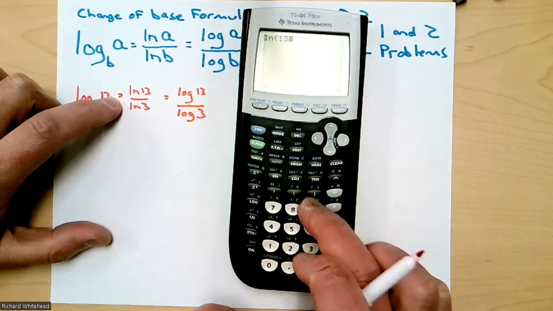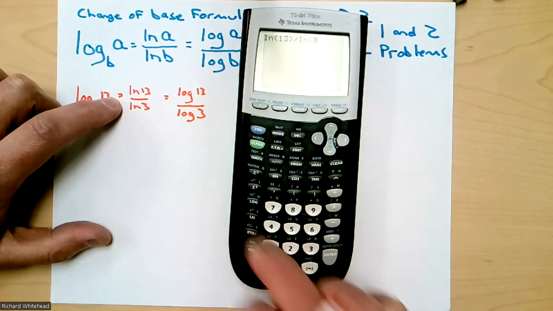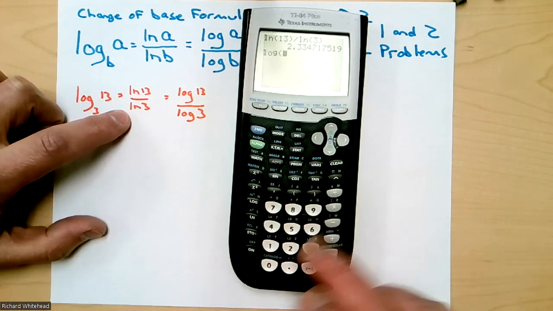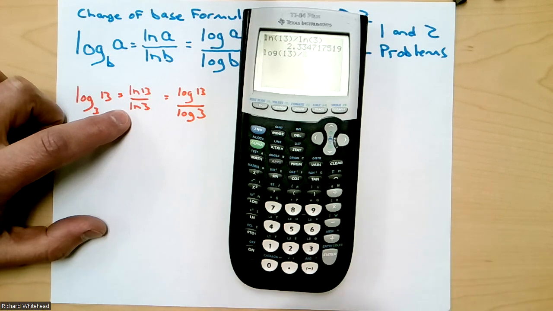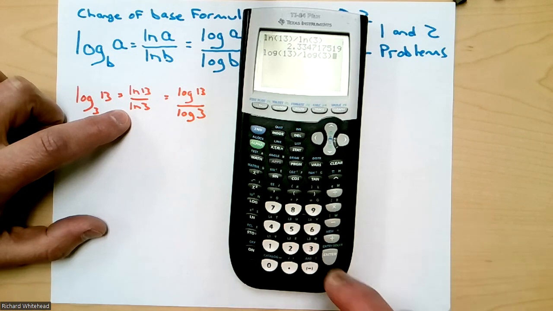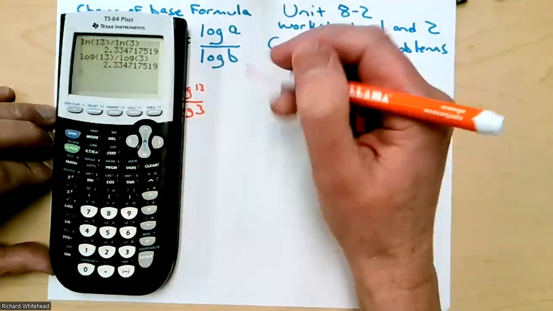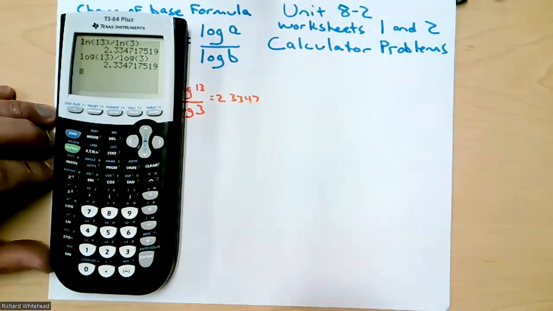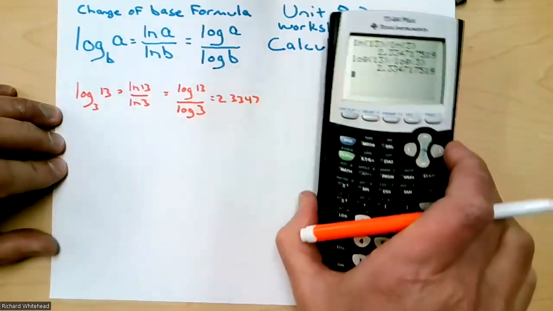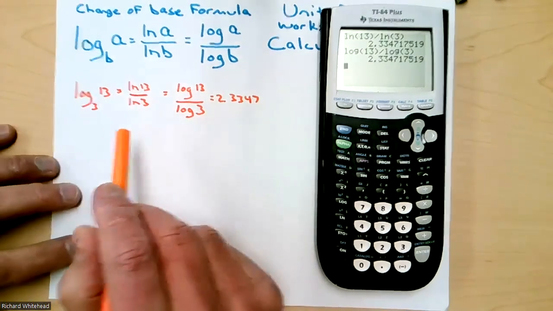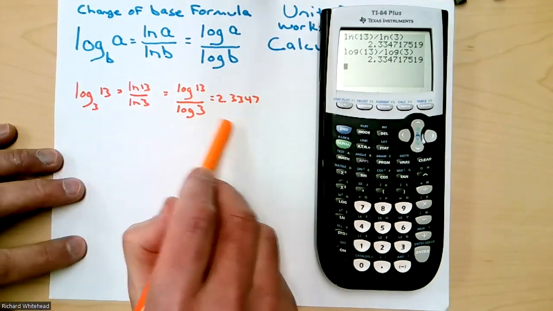If I did ln 13 divided by ln 3, I get 2.33, blah, blah, blah. And then somebody says, oh yeah, well, it's going to be different. No, it's not. If I do log 13 divided by log of 3, we get the exact same answer, 2.3347. And if you look on the worksheets, some of those are asking you for ten-thousandths place, like 3 or 4 decimals. Anyway, the first set of problems on worksheet 1 are just asking you to do the change of base.